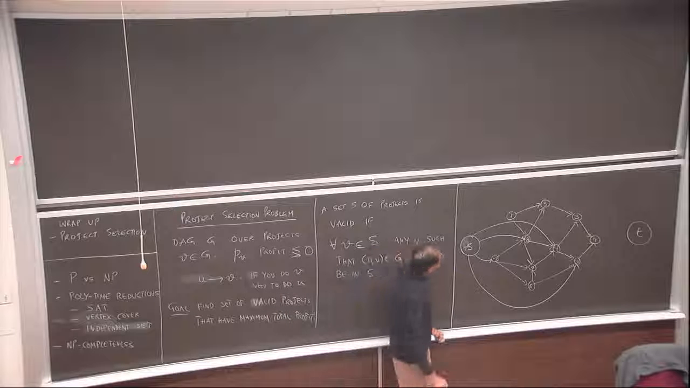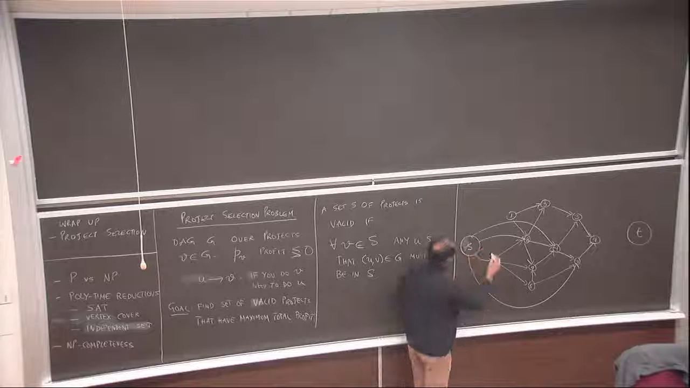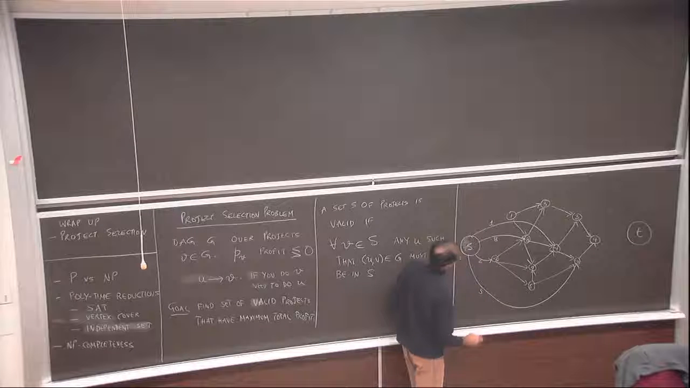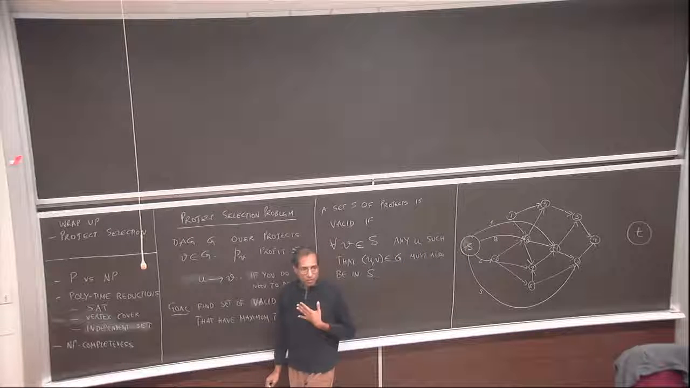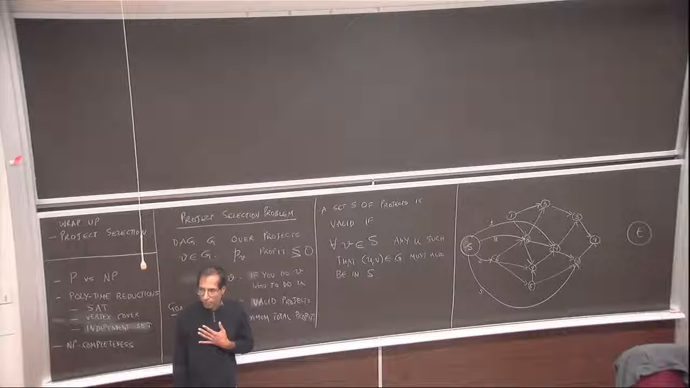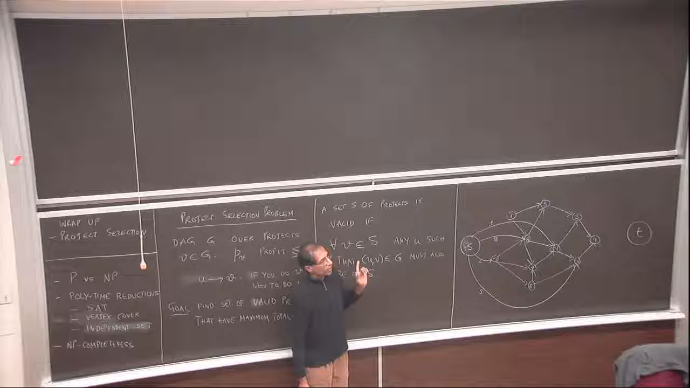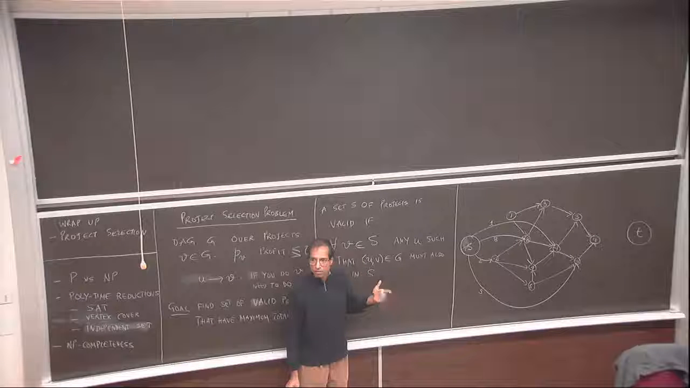Okay. So the capacity of this would be 8. Capacity of this would be 2. Capacity of this would be 1. Capacity of this would be 5. Okay. Then you add an edge from anything that has positive profit to T.